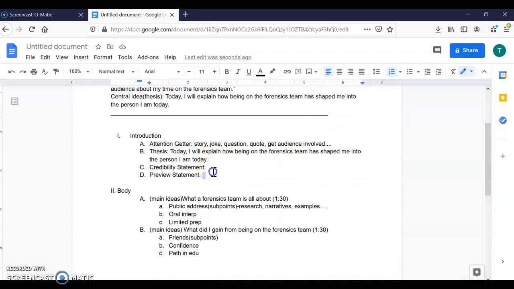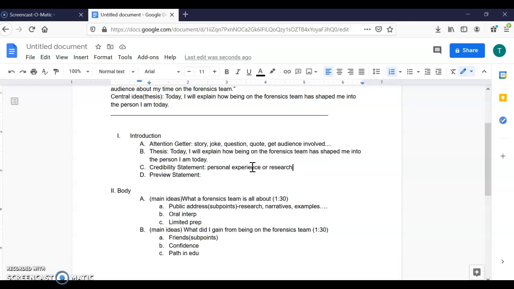Okay. Next comes your credibility statement. Your credibility statement can be established in two ways. You can either establish it through personal experience or through citing a piece of research. The credibility statement is in the intro because this is going to tell your audience why they should listen to you talk about whatever your topic is, for the next 5 to 6 minutes. Why are you the expert? And you need to establish that for them.